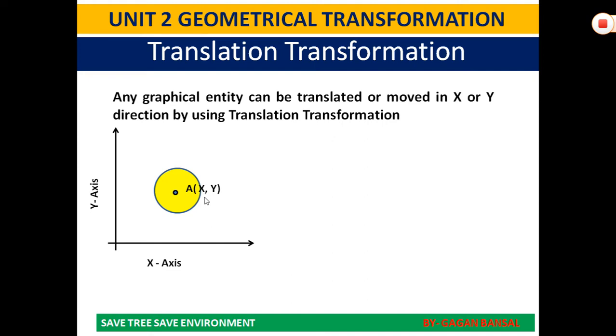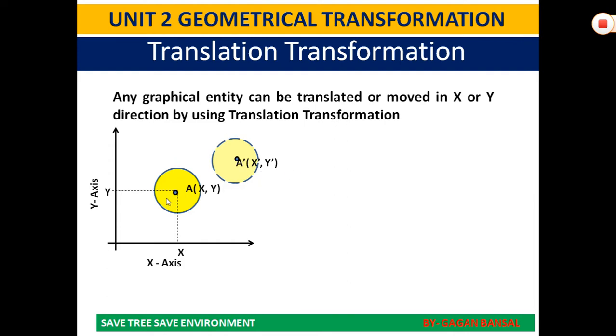That means this body has moved x unit in horizontal direction and it has moved y units in vertical direction. Therefore its coordinates are x comma y. Now suppose we apply the translation transformation. That means we say that this body has moved to a new place A dash whose coordinates are x dash y dash.